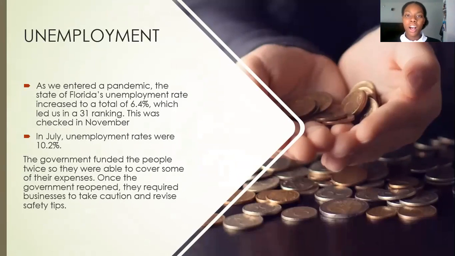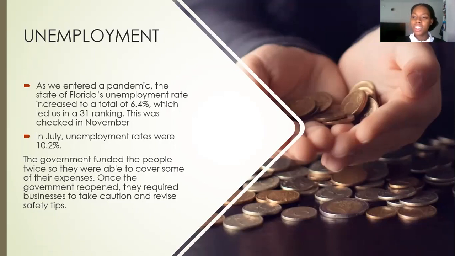We were obligated to stay quarantined, which meant we couldn't leave our homes in the month of March. Unemployment rates in July were set to be 10.2%. But as of November, the unemployment rate decreased to a total of 6.4%, which led us to the 31 ranking.